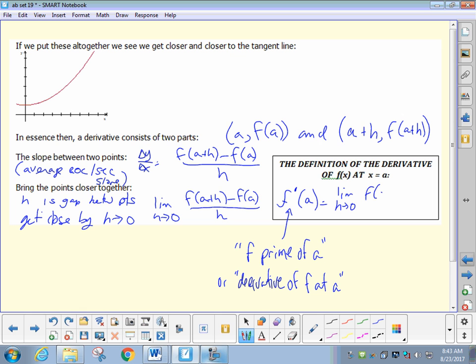The slope between two points, and what happens as the points get closer together. There are two components to the derivative: an expression for the slope between two points, and then the idea of getting the points closer and closer together. Let's also get a wee bit of vocabulary. This is often called a difference quotient.